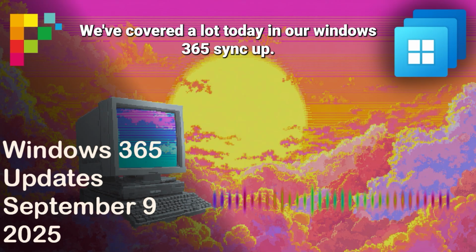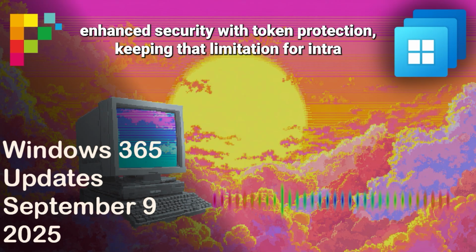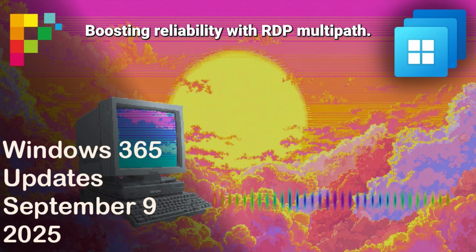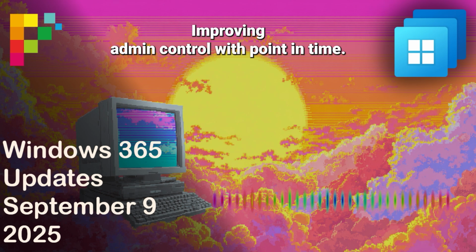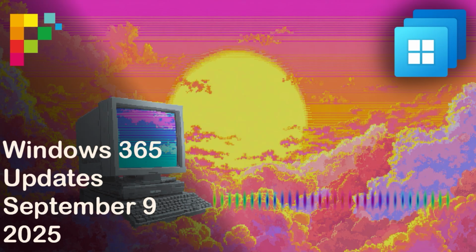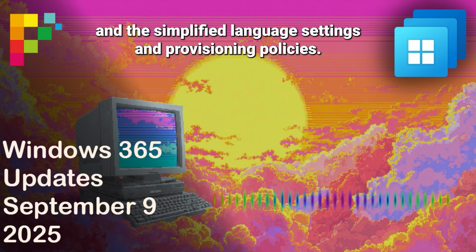Okay, wow. We've covered a lot today in our Windows 365 sync up. Let's recap quickly. Enhanced security with token protection, keeping that limitation for Entra joined PCs in mind, and the new default RDP redirection blocks. Boosting reliability with RDP Multipath, improving admin control with point-in-time restore, that new preview for license expiration recovery, and the simplified language settings in provisioning policies.